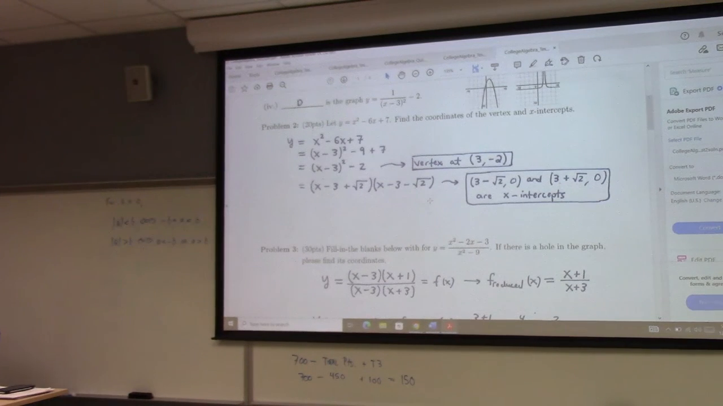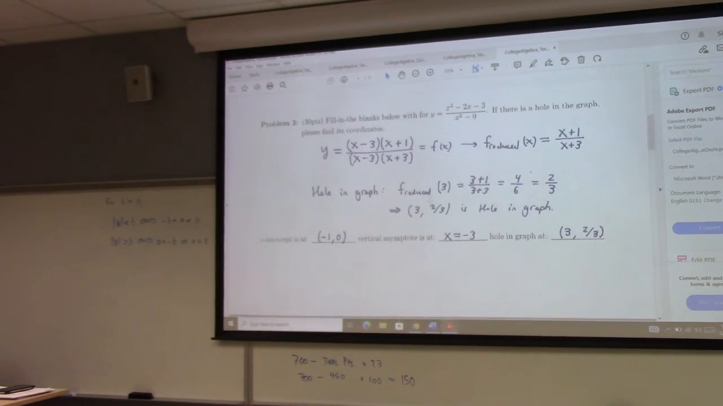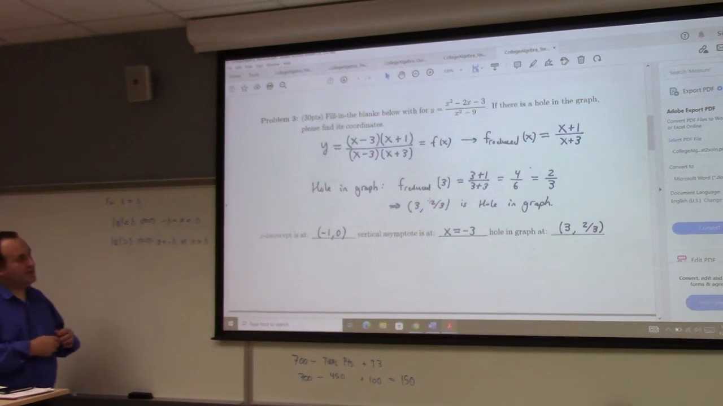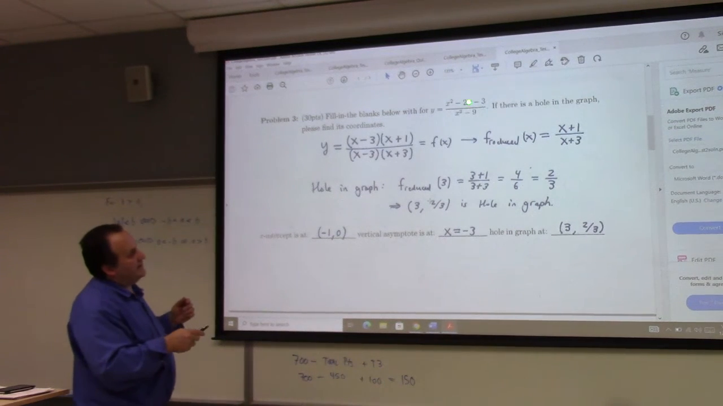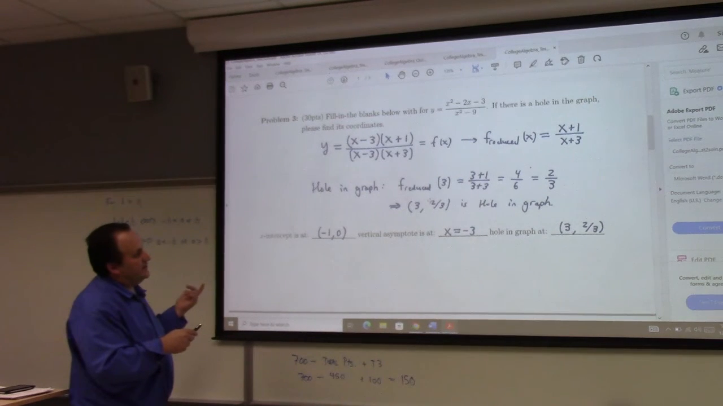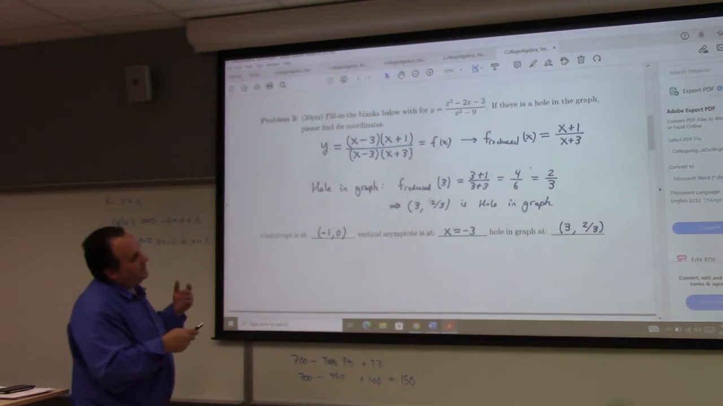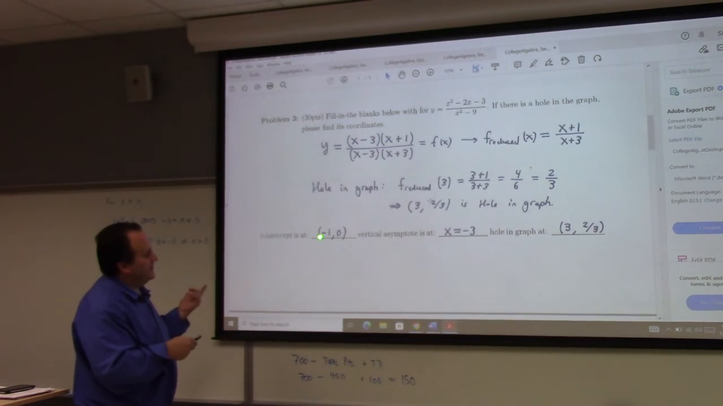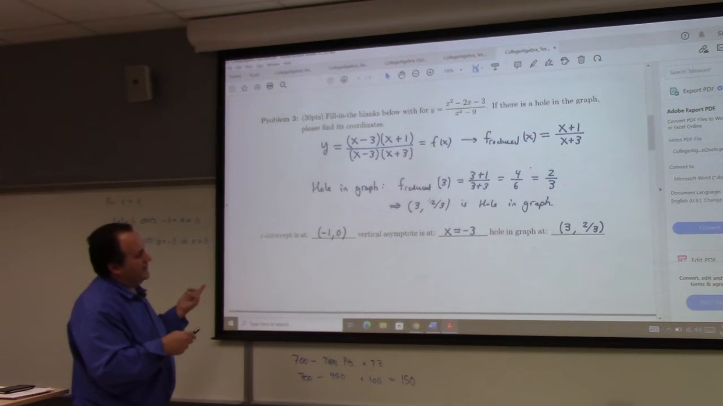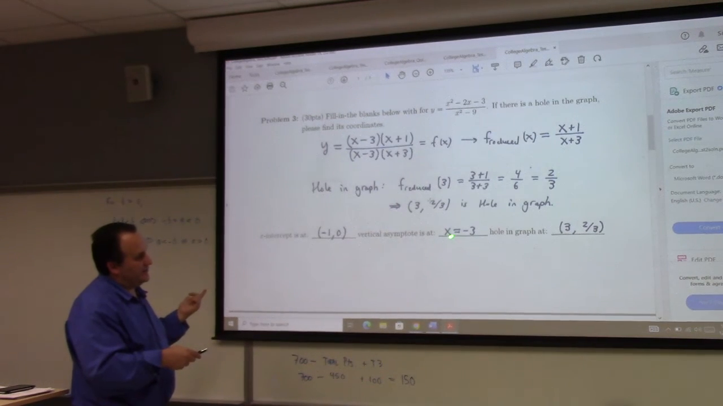Let's talk about problem 3 for a minute. So problem 3, we have something like this. What's our first order of business is to factor, right? We factor, and then we look, is there anything common? Well, there's a common x minus 3 above and below. Same order, which means it's a hole in the graph. The x plus 1 upstairs tells me there's an x-intercept at -1, 0. The x plus 3 downstairs tells me that when I plug in -3, it blows up, right? So it's a vertical asymptote there.